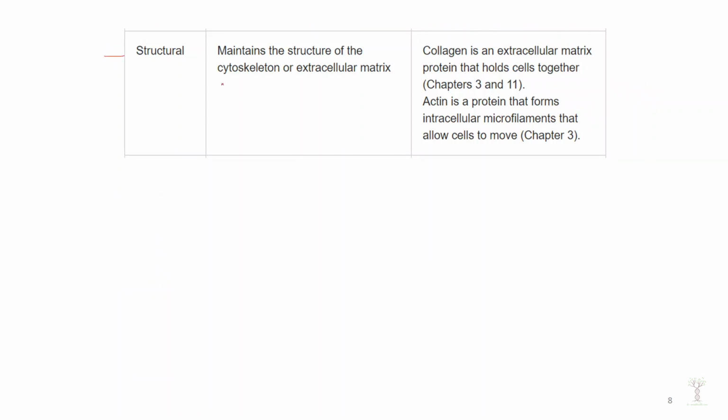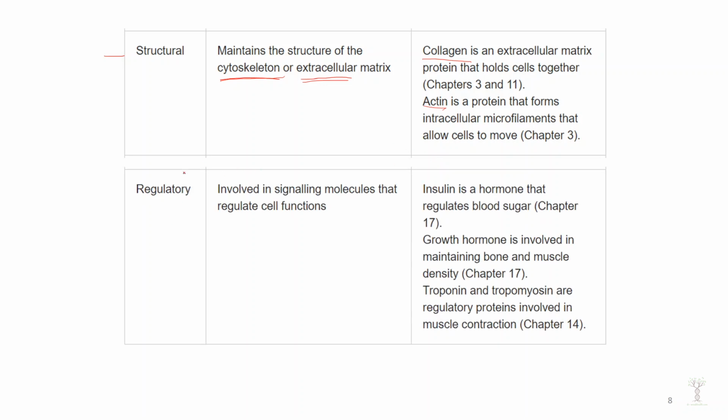Structural proteins are very important. We have structural proteins inside the cell and outside the cell. Structural proteins would be things like our cytoskeletal proteins and extracellular matrix proteins. Inside the cell, we have things like intermediate filaments that hold the organelles in place. Extracellular proteins would be something like collagen, which helps our tissues to stay really strong and it holds our cells together. Actin is another intracellular protein that helps our cells to move around.